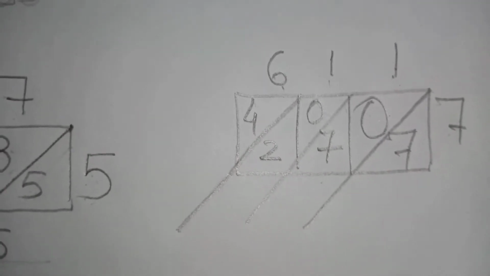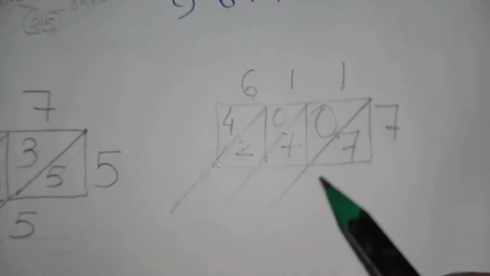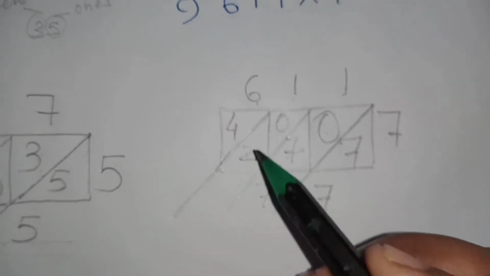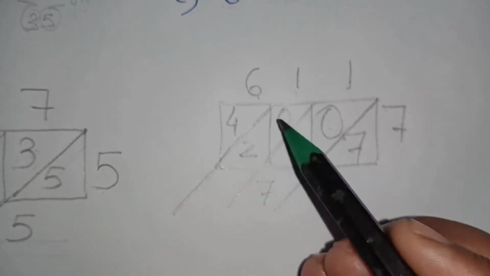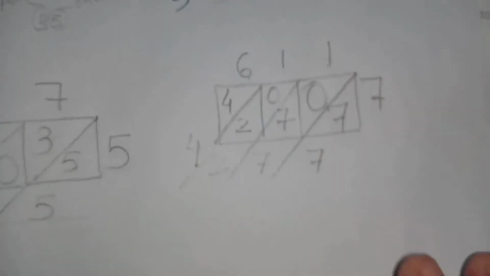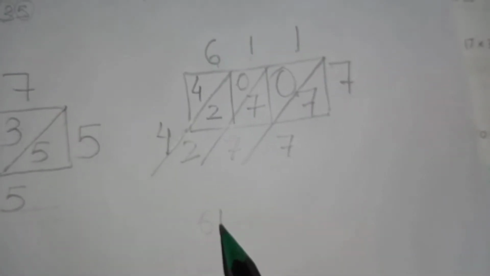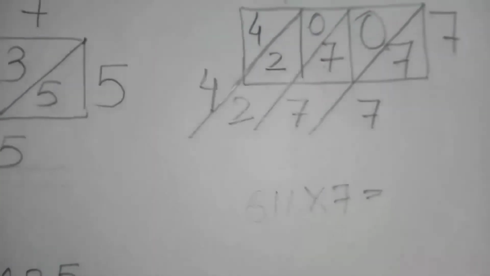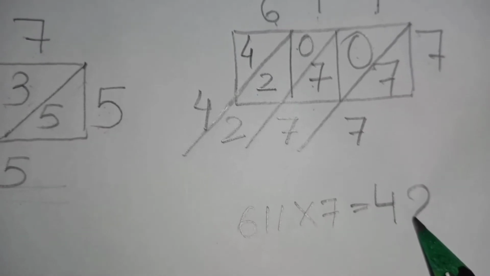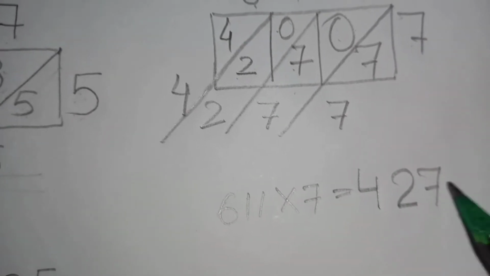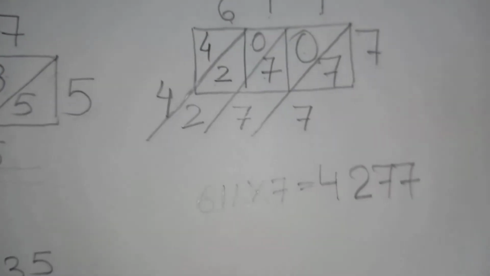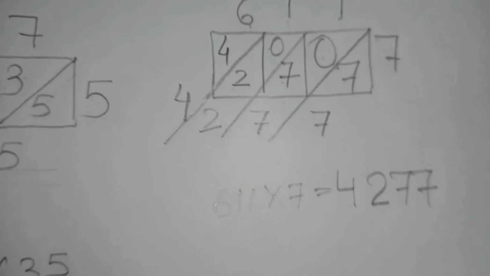Now we have to add. In this triangle, what is there? Only 7. This triangle: 0 plus 7 is 7. This triangle: 0, and 2 is there, so 0 plus 2 is 2. And this triangle: 4. So after multiplying 611 into 7, what is the answer? 4277. Okay, so this is the answer. This is the lattice method.